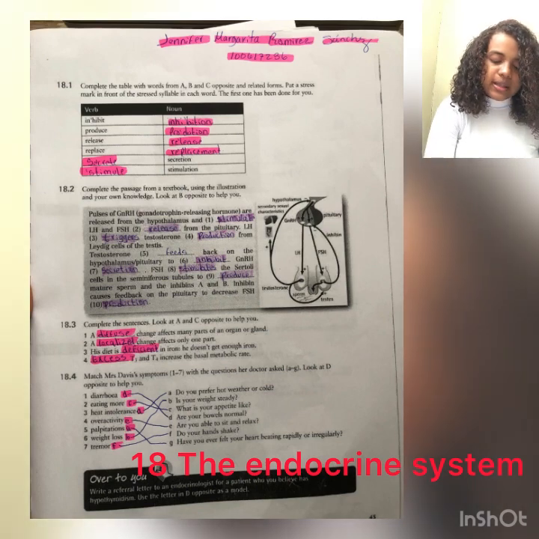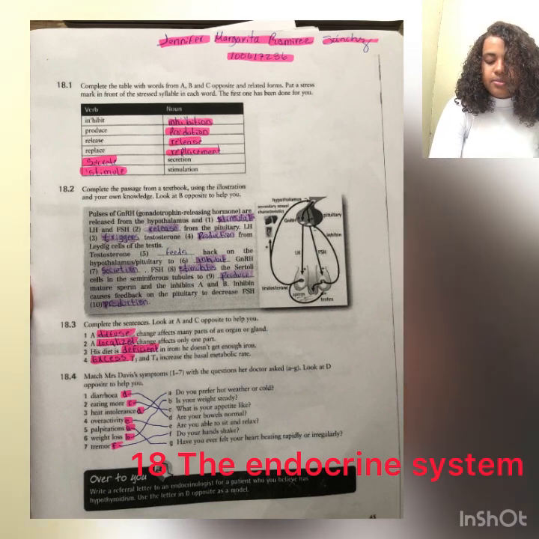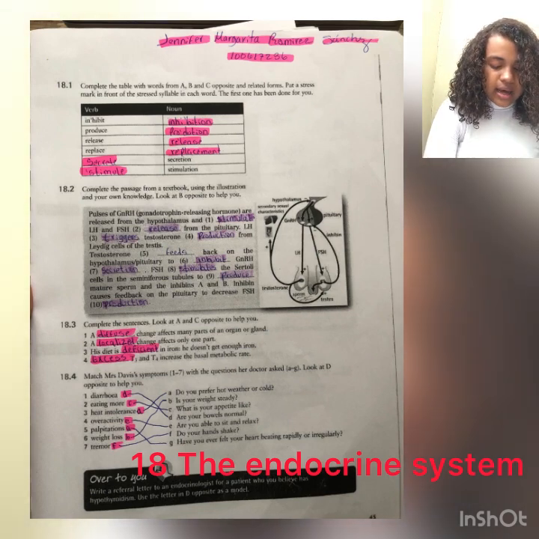18.3. Complete the sentences. Look at A and C opposite to help you. 1. A diffuse change affects a main part of the organ or gland. 2. A localized change affects only one part.